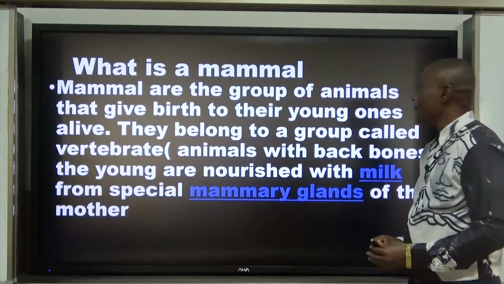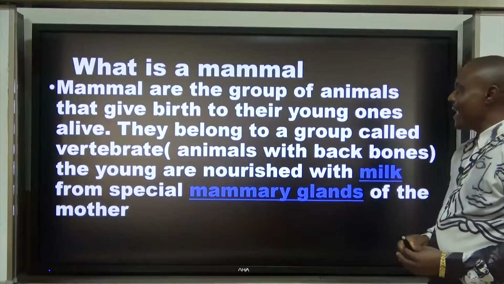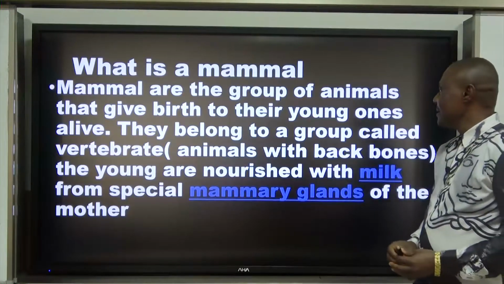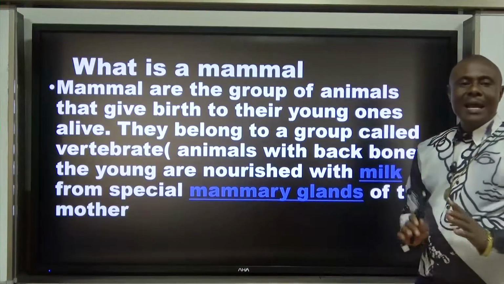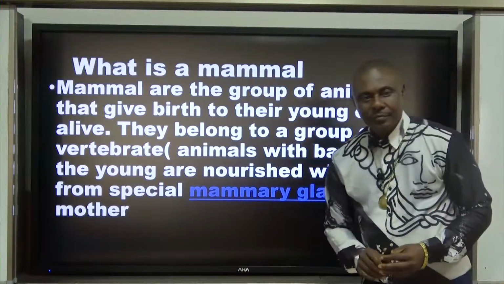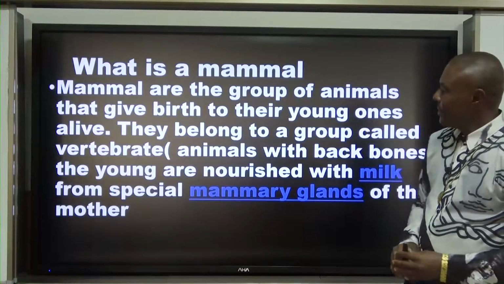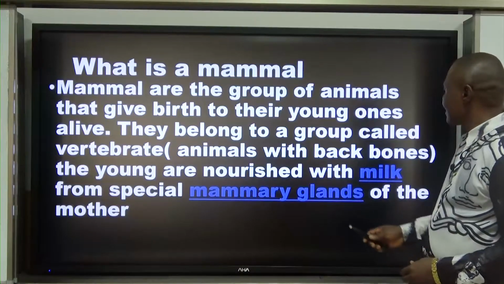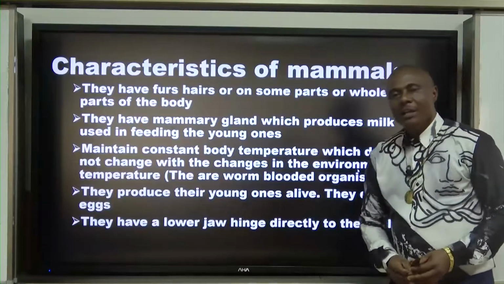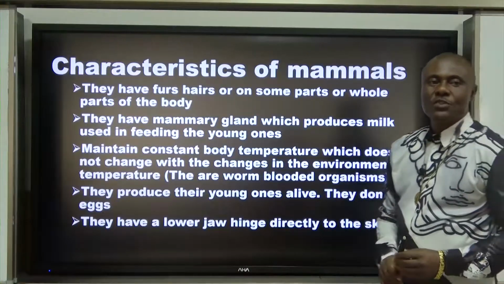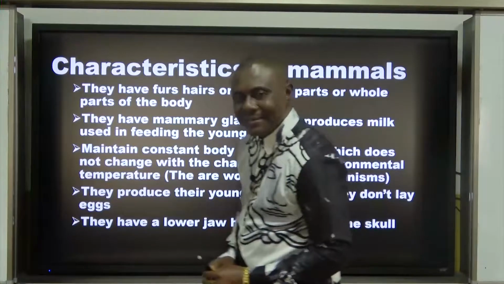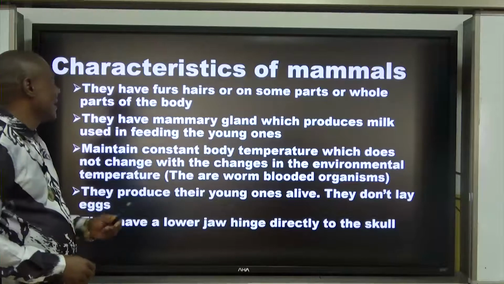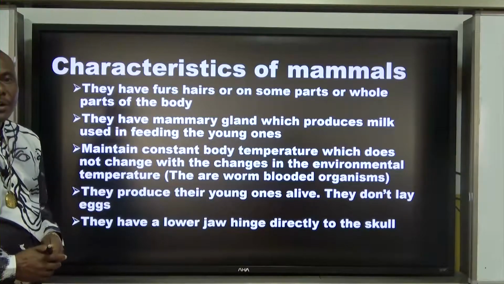Mammals are those group of animals that give birth to their young ones alive, and they also breastfeed their young ones. They are all vertebrates, and they are warm-blooded. They are seen as mammals. Let us look at the characteristic features of these organisms we refer to as mammals. Number one, they have furs on their body.